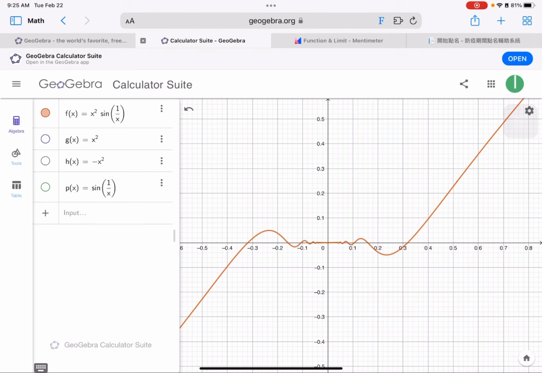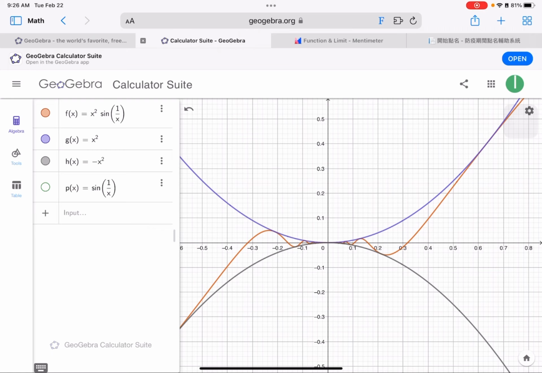Which is 0, right? And because we have x squared, let's compare with x squared and minus x squared. Let's see how it looks. It's perfectly aligned, right? Why is that? Because our sine will always have maximum value 1 and minimum value negative 1.